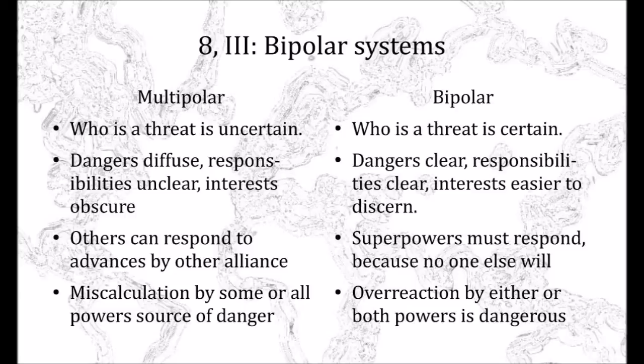Miscalculation in the multipolar world by some or all powers is a source of danger. In the bipolar world, miscalculation is not so much a source of danger, because the odds of miscalculating are much reduced, because things are much clearer. Instead, the danger is more overreaction by either or both. And in a unipolar world, I would say this is even more true, and Waltz argues this in a later article about the world after the Cold War: that the biggest danger would be that the US would overreact and overreach in its power. And many would argue that that's exactly what happened.